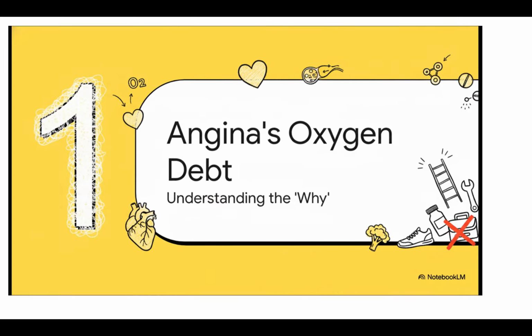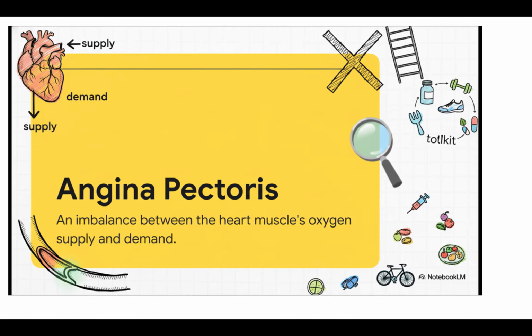It really all comes down to a simple imbalance. So at its heart, no pun intended, angina is basically a supply and demand problem. Your heart muscle needs a steady flow of oxygen to do its job. When you work harder, say you're climbing some stairs or exercising, it demands more oxygen. Now, if your arteries are narrowed or blocked, they just can't supply that extra oxygen fast enough. And the heart muscle protests. That protest is the pain or discomfort we call angina.